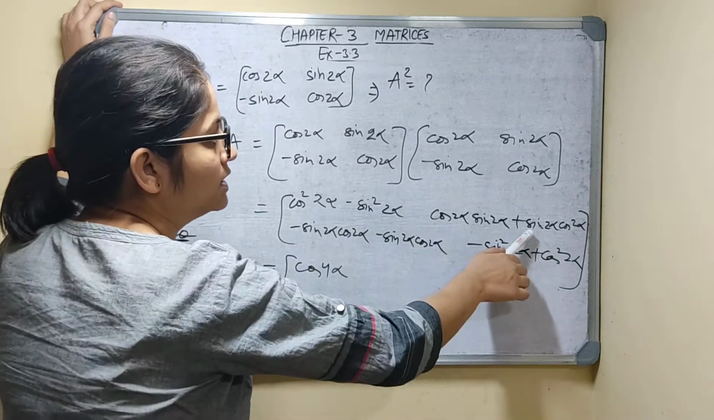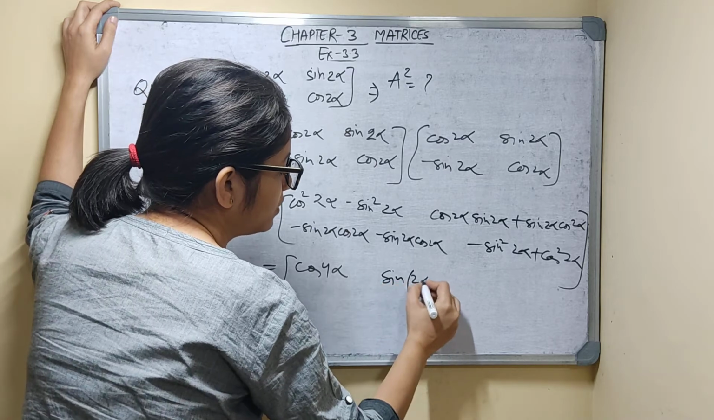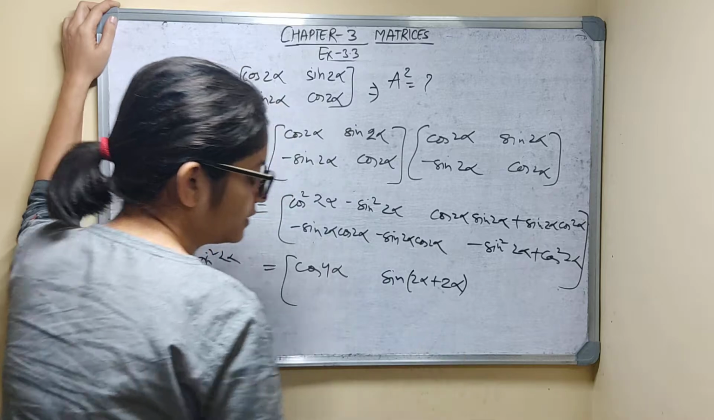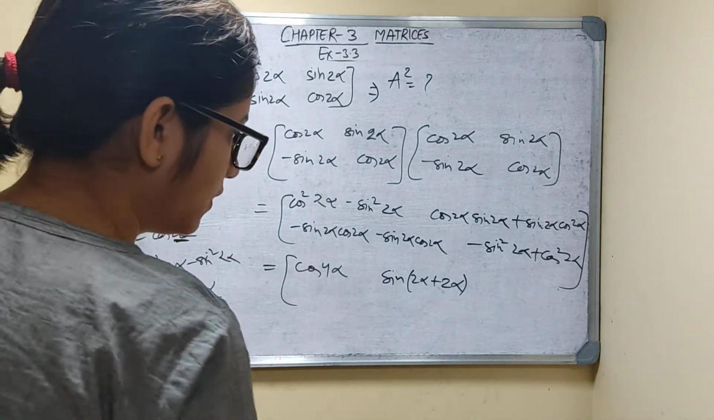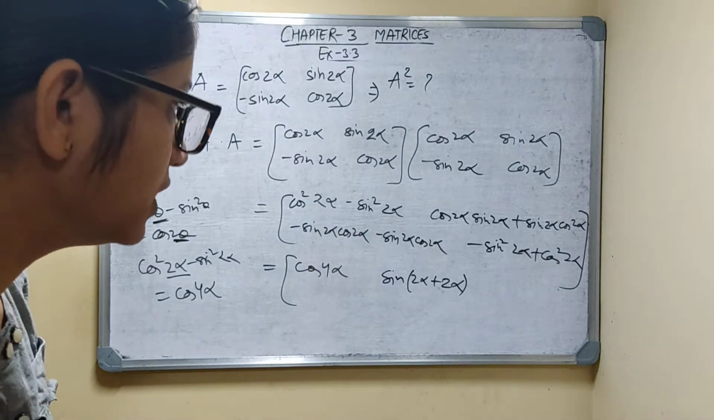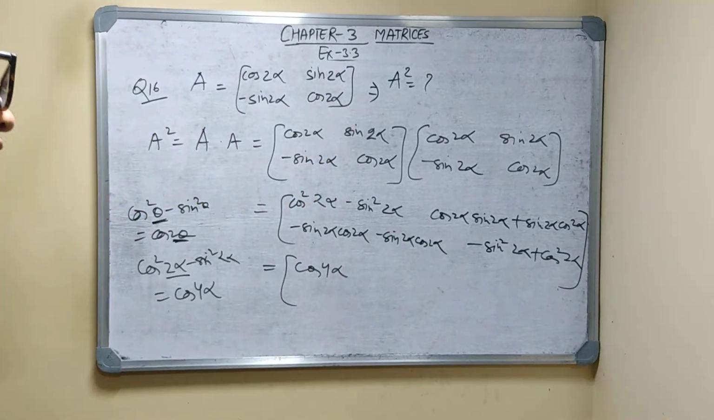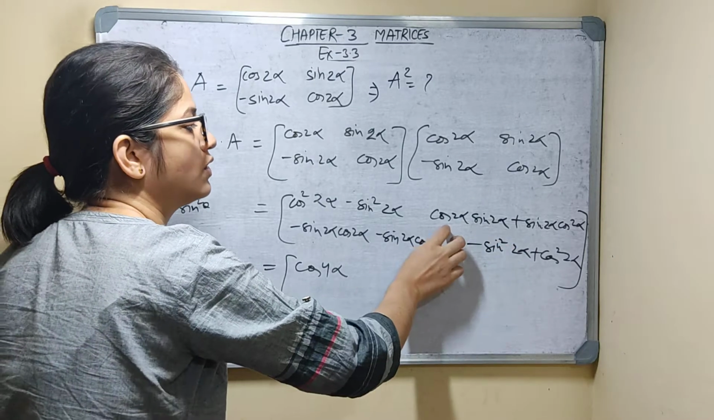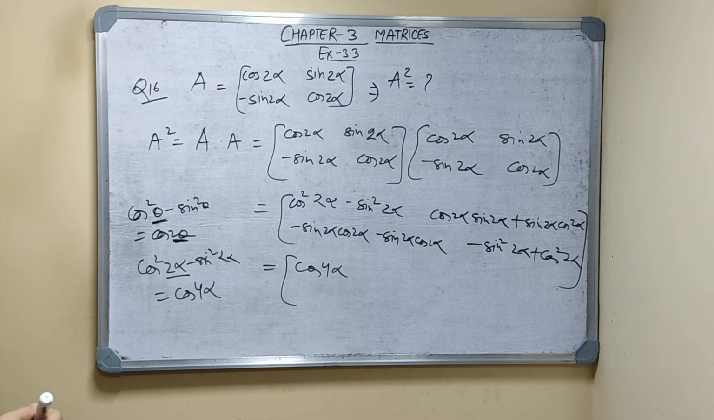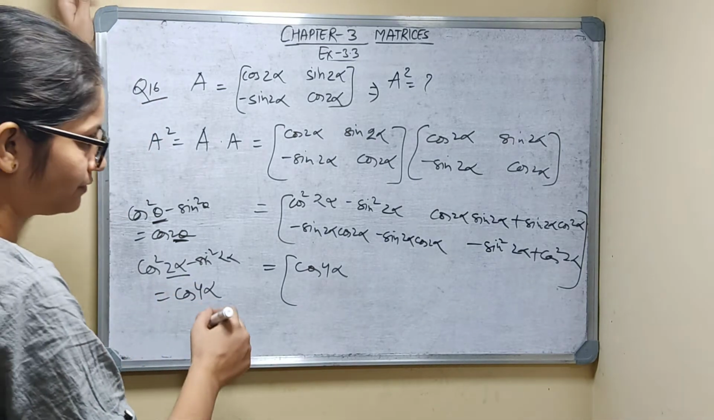Next, cos 2 alpha sin 2 alpha plus sin 2 alpha cos 2 alpha. What is the formula? Sin A cos B plus cos A sin B is sin (A plus B). So sin (2 alpha plus 2 alpha), that is sin 4 alpha.